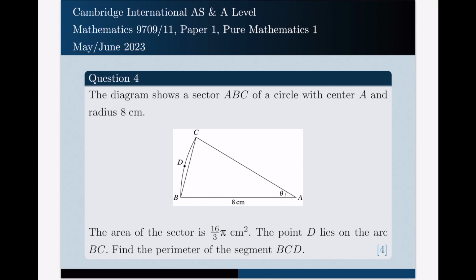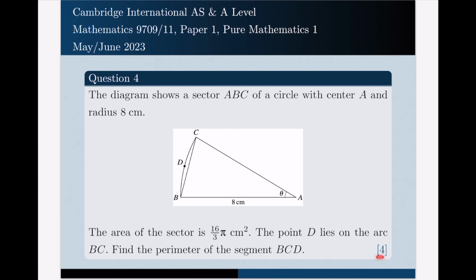The diagram shows a sector ABC of a circle with center A and radius 8 centimeters. The area of the sector is 16/3 π centimeters squared. The point D lies on the arc BC. Find the perimeter of the segment BCD.